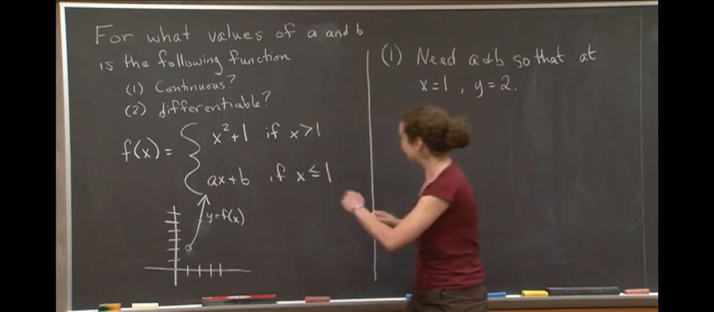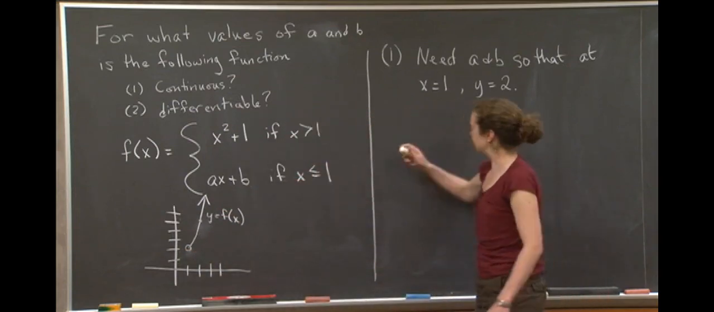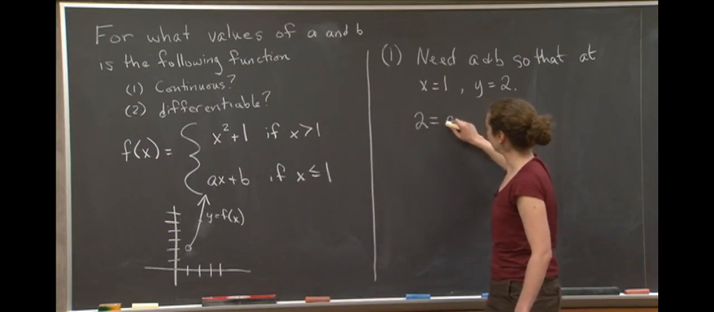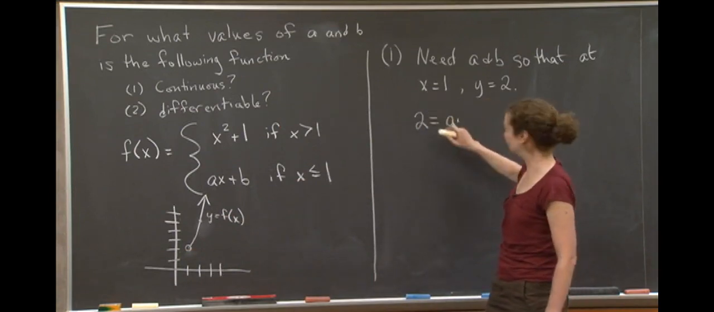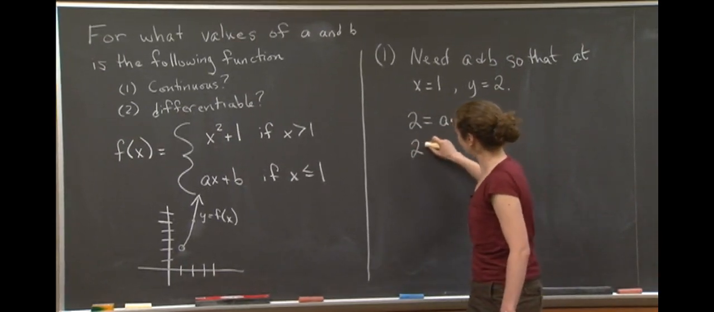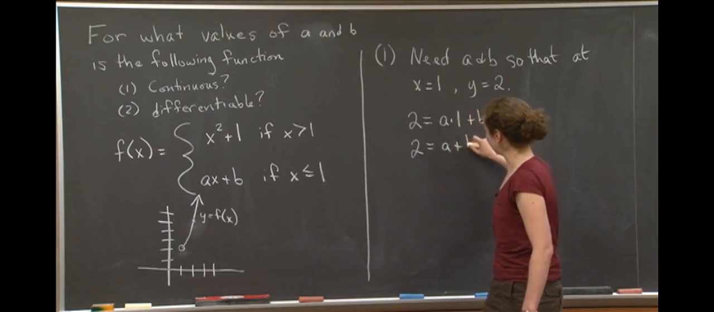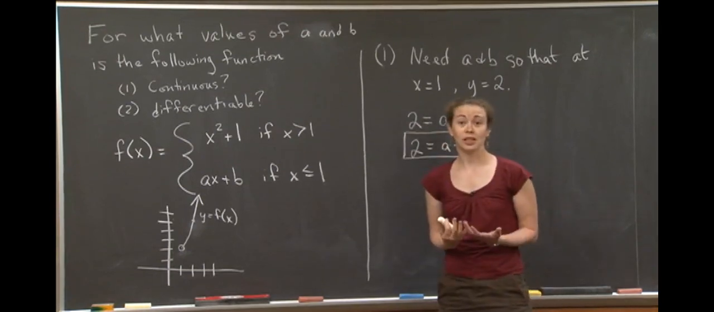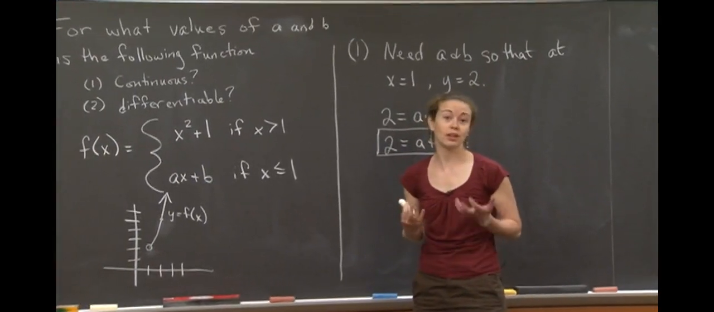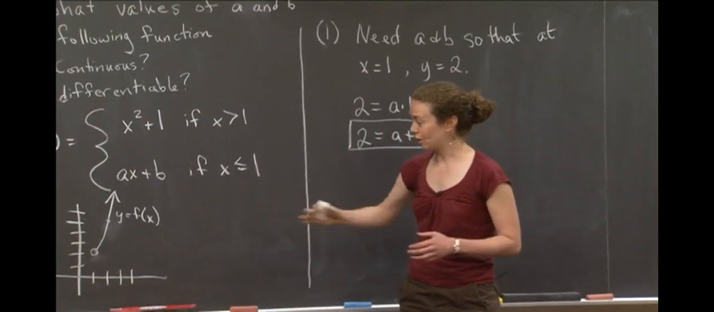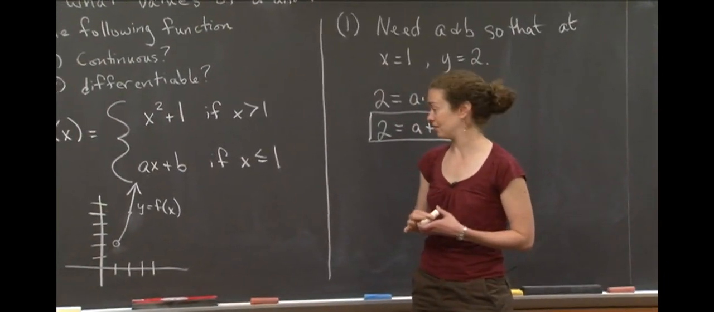So what I need is a line that goes through the point 1, 2. Okay? So what is that? That would be, in this case, the output is 2, and the input is a times, well, x is 1, plus b. So that means a plus b has to equal 2. And that actually represents all the solutions. So there are an infinite number of solutions I could have. And if you think about it, I could draw some of these lines.